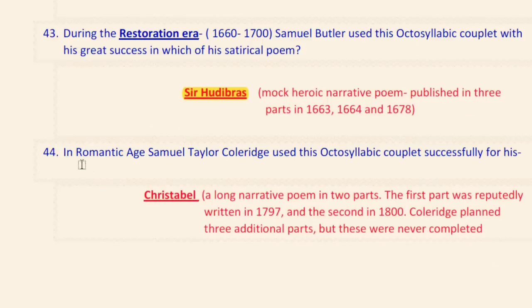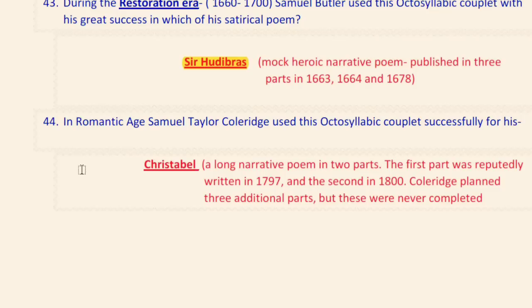Now let's see question number 44. In Romantic age, Samuel Taylor Coleridge used this octosyllabic couplet successfully for his. The answer is Christabel. It's a long narrative poem in 2 parts.